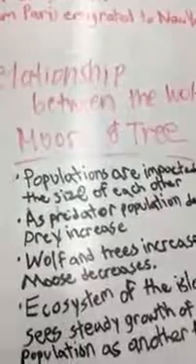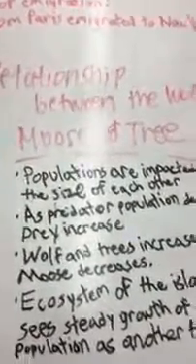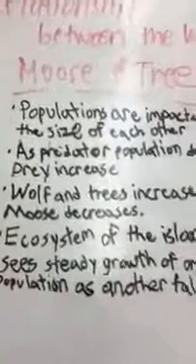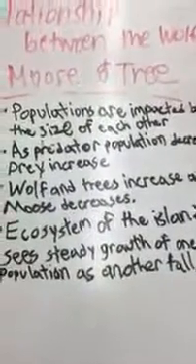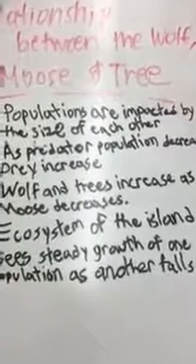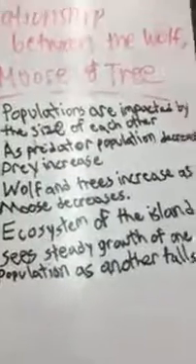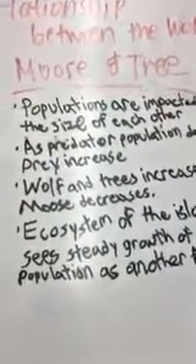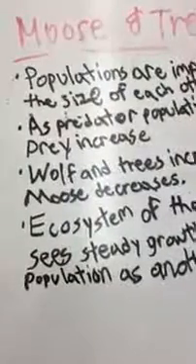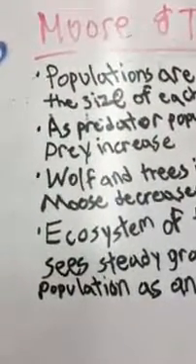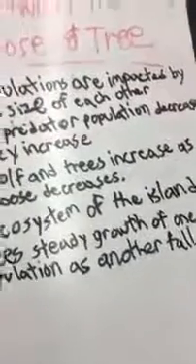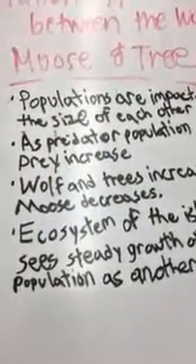to New York. And finally, the relationship between the wolf, moose, and tree populations in a specific region. All populations are impacted by one another, and so as the predator population decreases, the prey will increase. And so when the wolf population increases, the moose population will decrease.